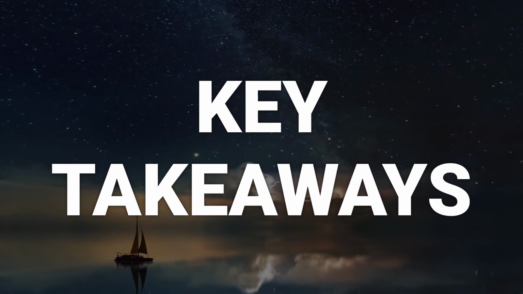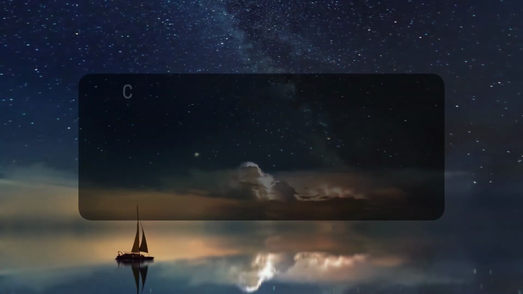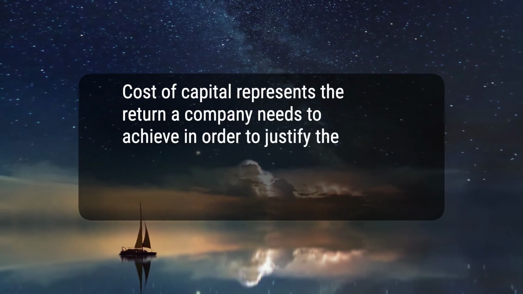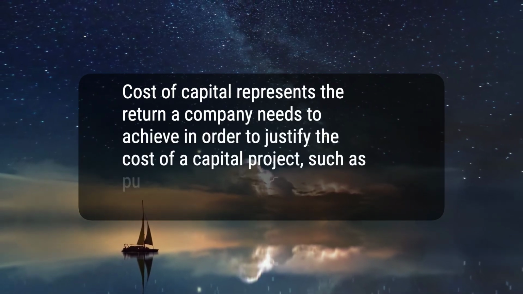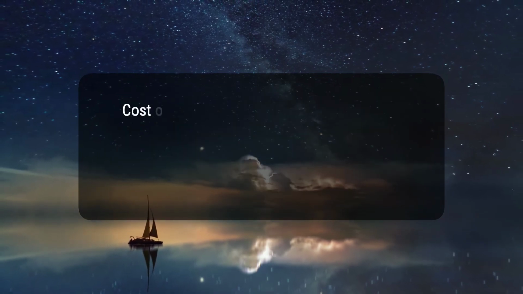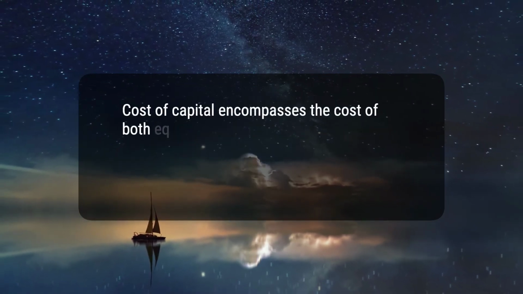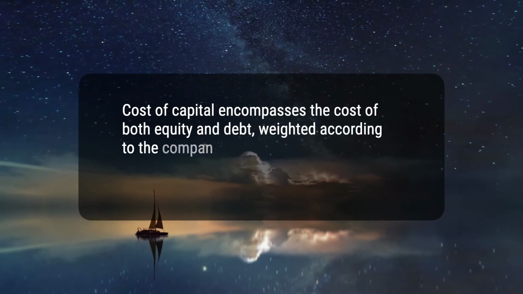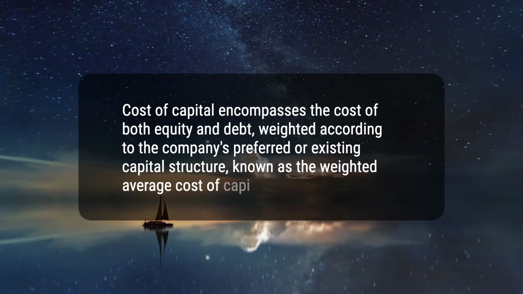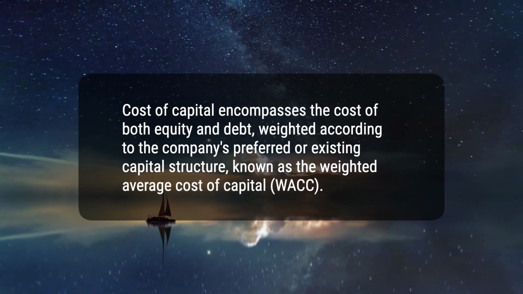Here are 3 key takeaways. 1. Cost of capital represents the return a company needs to achieve in order to justify the cost of a capital project, such as purchasing new equipment or constructing a new building. 2. Cost of capital encompasses the cost of both equity and debt, weighted according to the company's preferred or existing capital structure, known as the weighted average cost of capital, WACC.